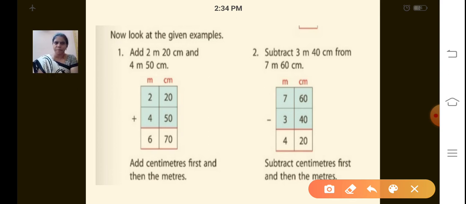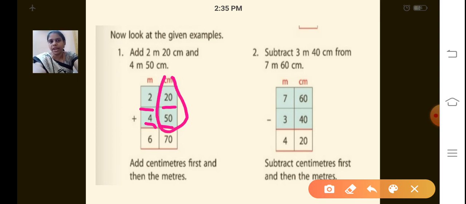How to add? Normal addition. So add 2 meter 20 centimeter. So first write 2 meter 20 centimeter and 4 meter 50 centimeter. Question is add 2 meter 20 centimeter and 4 meter 50 centimeter. How to add this? Normal addition. Write down meter on one side, centimeter on one side. What is the first step? We are going to add the centimeters first.